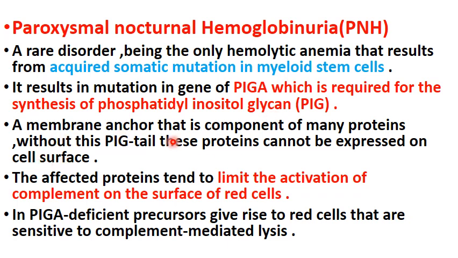The membrane anchor is a component of many proteins. Without this PIGA tail, this protein cannot express on the surface. This affected protein limits the activation of the complement on the surface of red blood cells. So when there is a deficiency of this protein in the PIGA precursor, the red blood cells become very sensitive to complement-mediated lysis. Those red blood cells become sensitive to the complement, which will lead to the lysis of red blood cells.